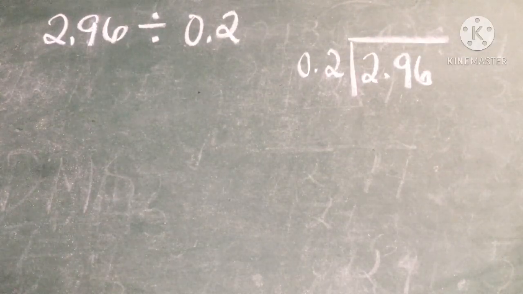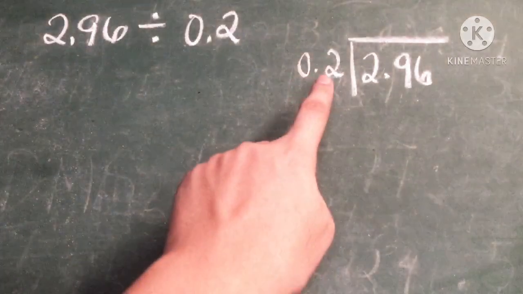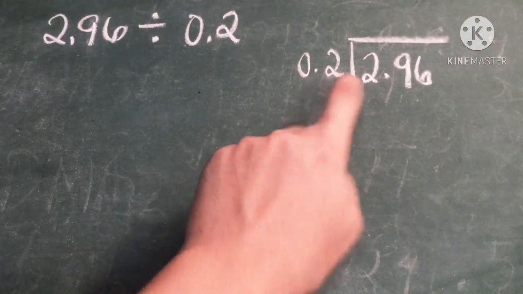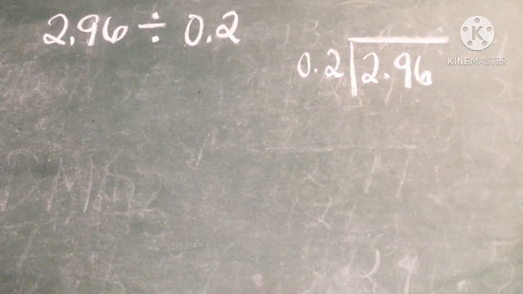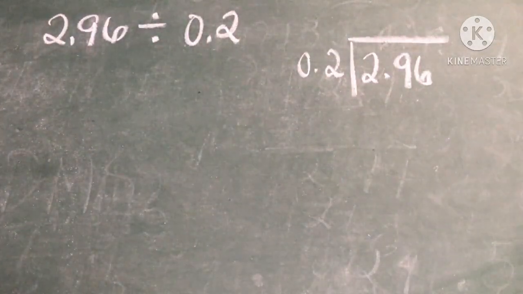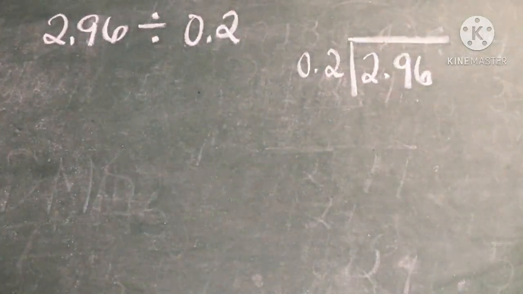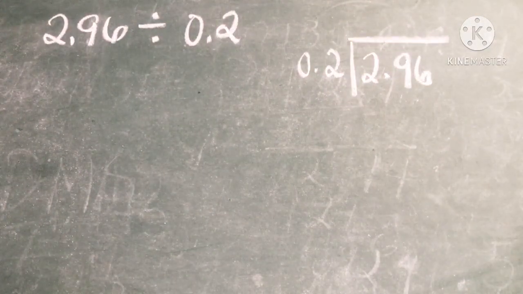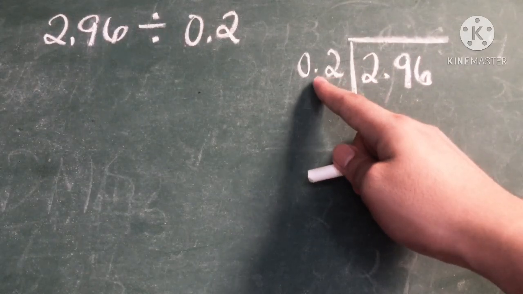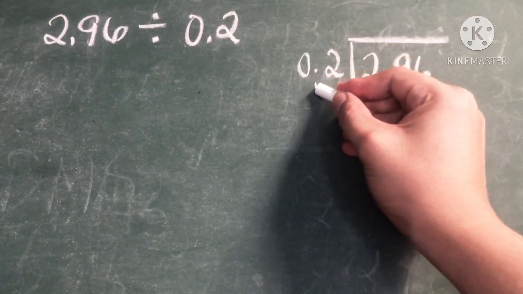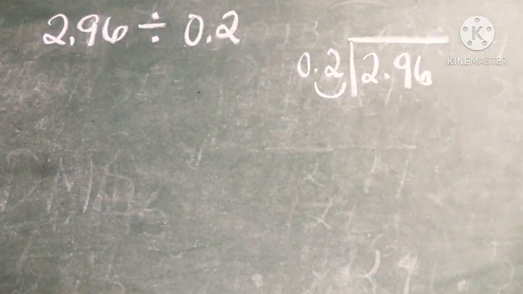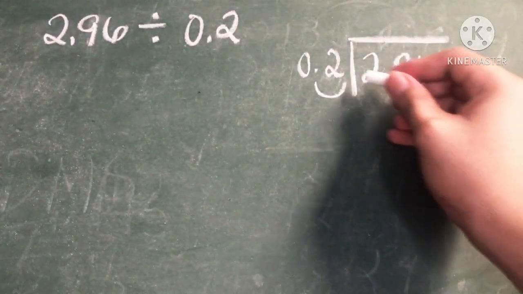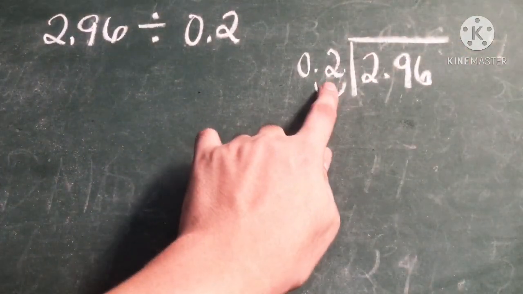So, paano ang ating first step? Sa pagdi-divide ng decimal, dapat itong ating divisor ay whole numbers o integer. So, paano natin magiging whole number itong ating decimal numbers? So, ang gagawin natin ay mag-move tayo. I-move natin itong decimal point niya ng 1 place. So, mapupunta siya dito. So, ito yung magiging 2 na.